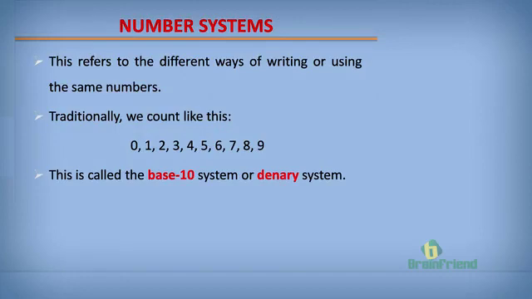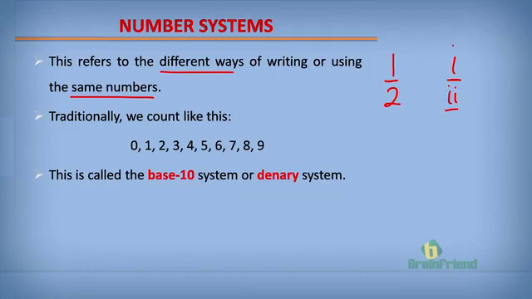What are number systems? This refers to different ways of writing or using the same numbers. For instance, we write 1 in Arabic as 1, which is the standard we use. And then in Roman numerals, we write 1 as I. So this is a number system, and this Roman numeral is also a number system. We write 2 as 2 in Arabic, but in Roman numerals it's written as II. So these are number systems, different ways of writing or using the same numbers.